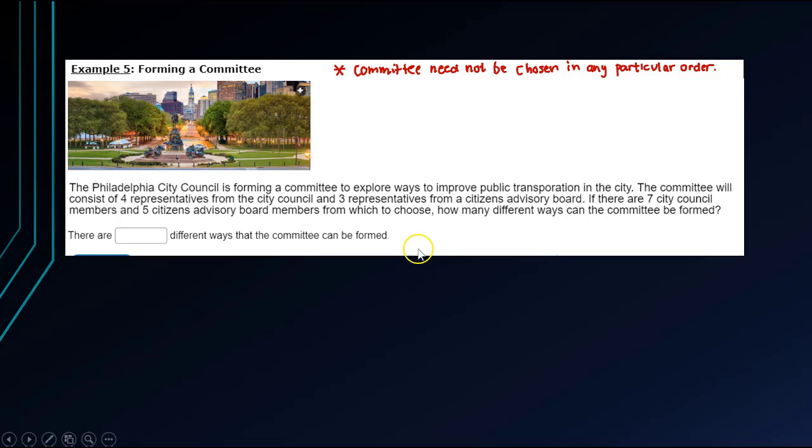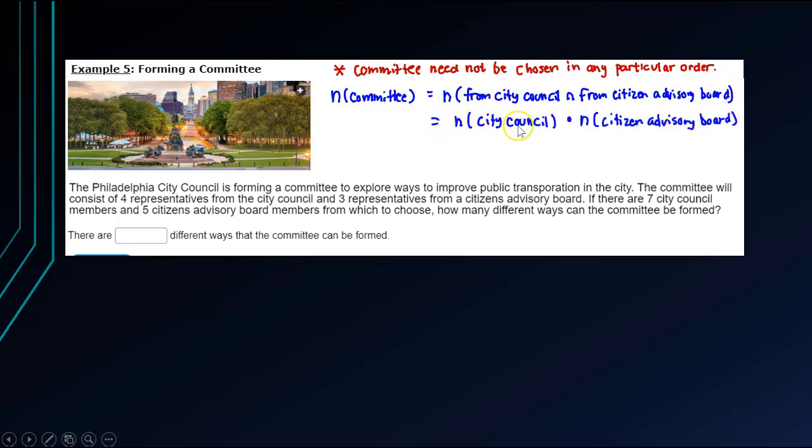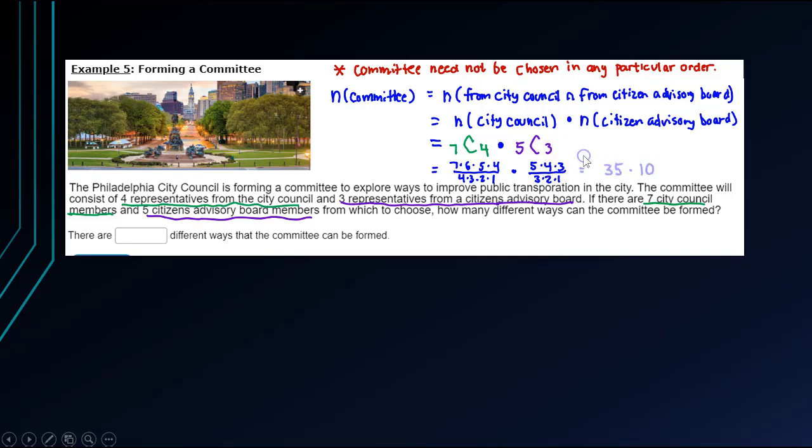So the number of possible committees is going to be the number from the City Council and from the Citizens Advisory Board. So it's going to be the number of different combinations from the City Council times the number of Citizen Advisory Board combinations. So there's 7 City Council members, 4 of which are going to be chosen. So it's going to be 7C4. And I'm going to choose 3 representatives from the Citizens Advisory Board, of which there's 5. So it's going to be 5C3. And of course, this is what they equal, which gives me 35 times 10, which is 350 different ways the committee can be formed.